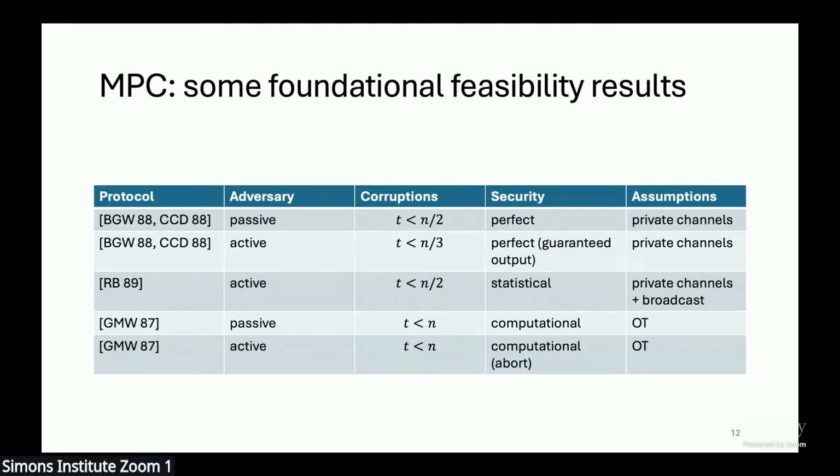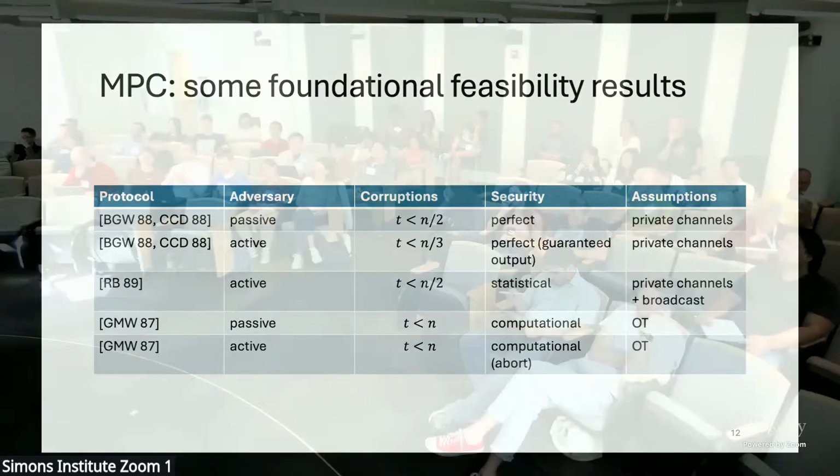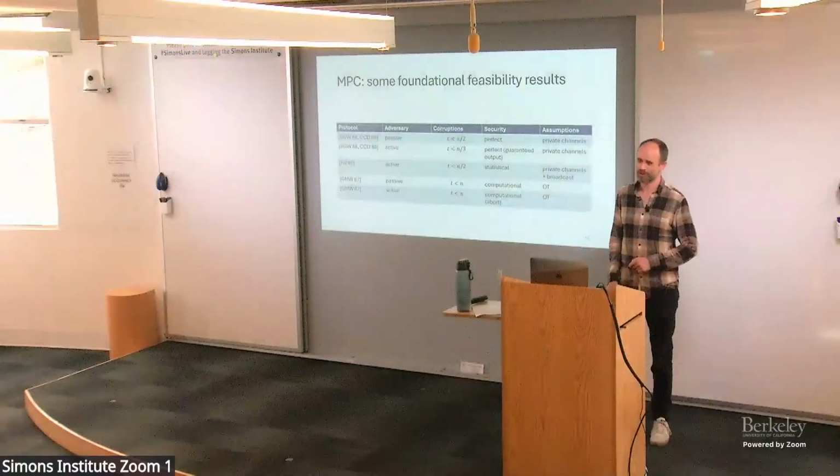And finally, in the dishonest majority setting. Sorry, the third line there, it's for which protocols? Like for which functionalities? This is for any functionality. Oh, because you assume broadcast. Yes, exactly. You assume broadcast. Yeah.